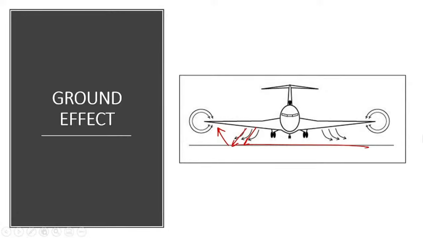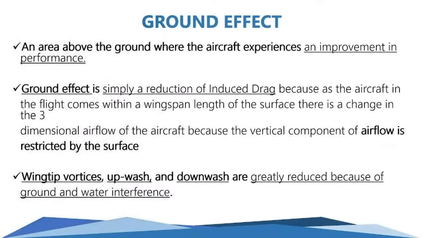Okay, the ground effect, once again, is an area above the ground where the aircraft experiences an improvement in performance. It is simply a reduction of induced drag, because as the aircraft in flight comes within a wingspan of the surface, there's going to be a change in the three-dimensional airflow. That change is the introduction of the ground beneath the airplane. The vertical component of airflow is restricted by the surface.